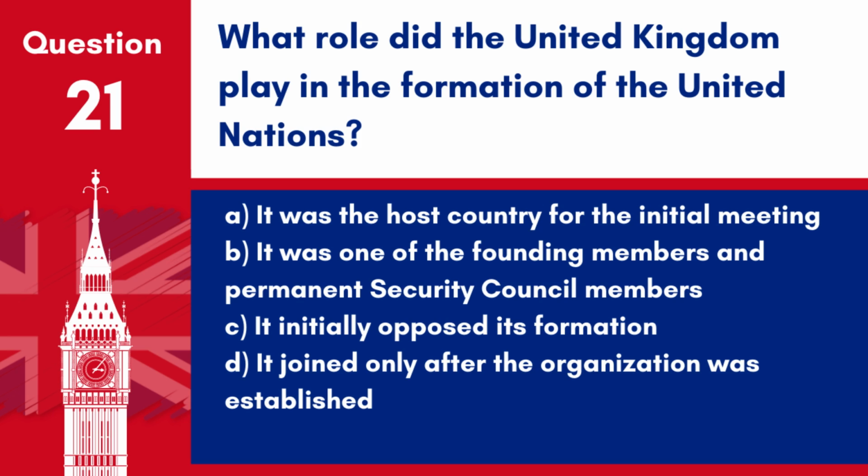Question 21. What role did the United Kingdom play in the formation of the United Nations? A. It was the host country for the initial meeting. B. It was one of the founding members and Permanent Security Council members. C. It initially opposed its formation. D. It joined only after the organization was established.